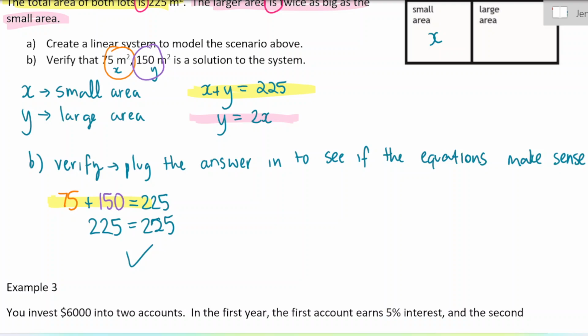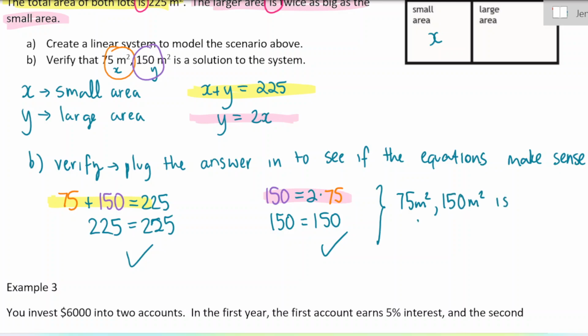Okay, let's try equation 2, the pink equation. I'm going to put, where the Y is, I'm going to put 150. And where the X is, I'm going to put 75, since that's what we think the answers are. Okay, so let's see if that makes sense. 150 is equal to 2 times 75. Yeah, that's 150 also. So yeah, that makes sense. So 75 meters squared, 150 meters squared is a solution for both equations. So we say it's a solution of the system. Those 2 areas work out.